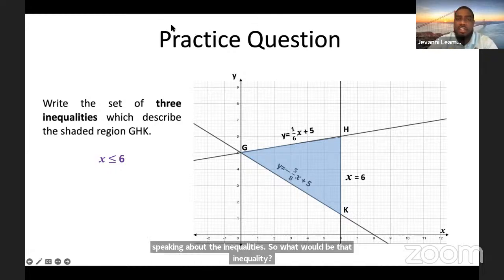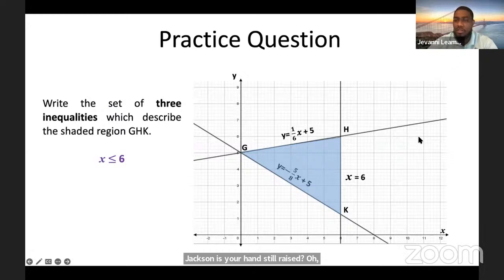Jackson, is your hand still raised? Oh, I guess so. Go ahead. I'm not seeing anything in the chat. Okay, oh, it wasn't raised. All right. Does anybody have any other input or want to say something? You can raise your hand or you can type it in the chat. So what inequality would we use to represent the shaded region that we're making in reference to the line GH? Anyone?